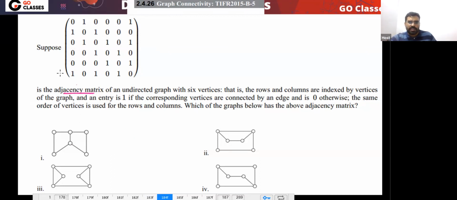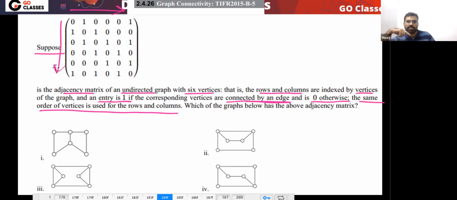Already the definition is given that this is the adjacency matrix of an undirected graph with 6 vertices. The rows and columns are indexed by the vertices of the graph. Entry 1 means they are connected by an edge, else 0. The same order is taken for rows and columns. Means if the order is A, B, C, D, E, F, then the order for columns is also A, B, C, D, E, F.